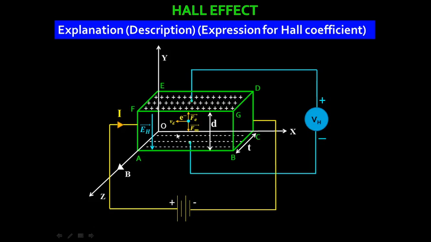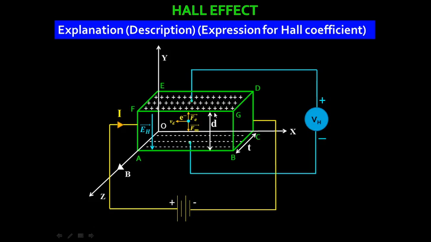Which is the lower face? The lower face is OABC. So electrons are bending down towards the lower face, and due to those electrons a net negative charge is developed on the lower surface OABC of this semiconducting slab. Oppositely, a net positive charge will be developed on the upper surface of this semiconducting material, EFGD.